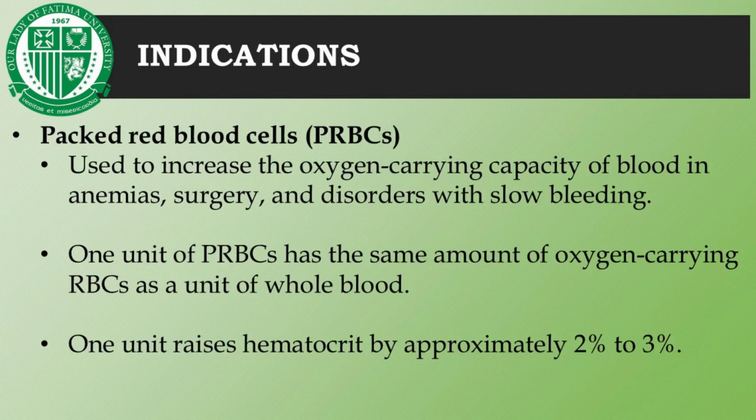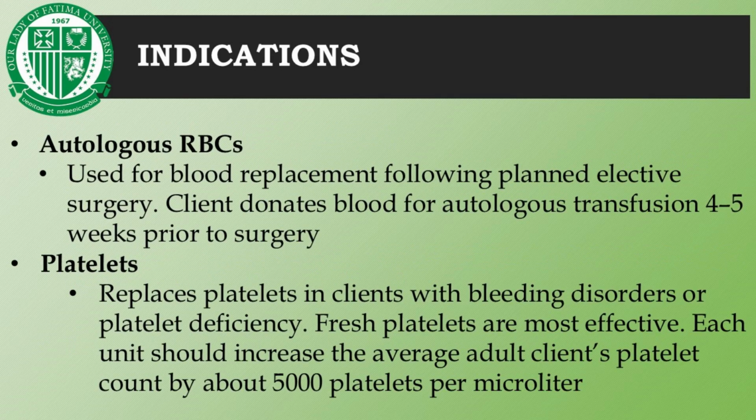Packed red blood cells, PRBCs, is used to increase the oxygen carrying capacity of blood in anemias, surgeries, and disorders with slow bleeding. One unit of PRBCs has the same amount of oxygen carrying RBCs as a unit of whole blood. However, it raises hematocrit by approximately 2% to 3%. Autologous RBCs is used for blood replacement following planned elective surgery.